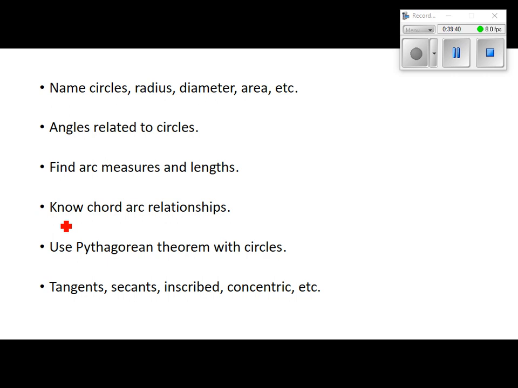Next thing! Circles, radius, diameter, find the area, all that stuff. Yeah, sort of important. Angles related to circles, arcs. I don't want to put an asterisk beside any one of these separately, but there are a few problems on the test that deal with this, this, and this, so on and so on. So there's several problems that deal with circles, just not any one concept. Does that make sense?